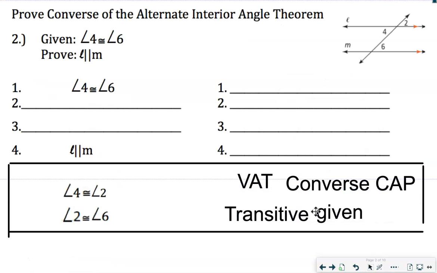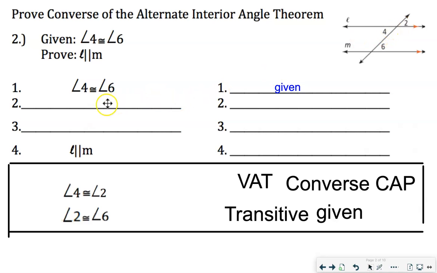Going on to proof number 2, now we're going the other way. We're doing the converse of the alternate interior angle theorem. So we're going to start by knowing that 4 and 6 are congruent. So these two alternate interior angles are congruent. What we don't know this time, these arrows shouldn't be here, is that the lines are parallel. We're going to prove that that has to be true.